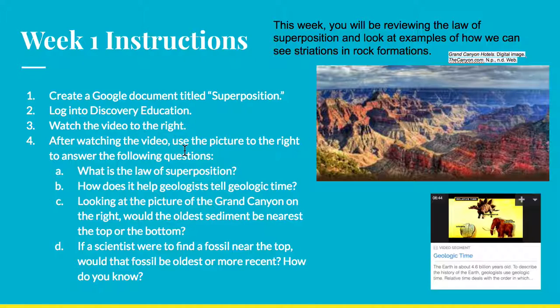Then, using this picture of the Grand Canyon to the right here, I want you to answer the following questions. First of all, what is the law of superposition? Next, how does it help geologists tell geologic time? Taking a look at the picture of the Grand Canyon on the right, would the oldest sediment be nearest to the top or the bottom? And if a scientist were to find a fossil near the top, would that fossil be oldest or more recent? How would you know that based upon where it is within the layers?